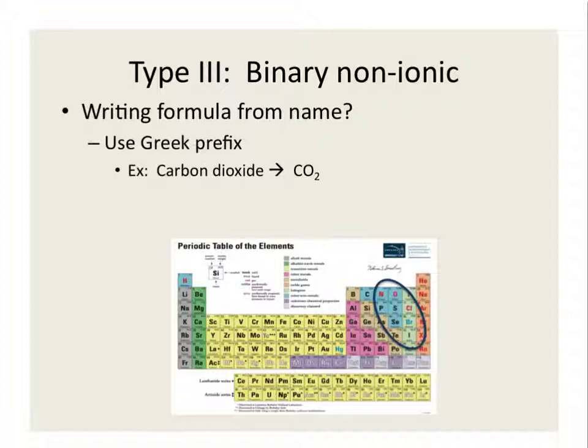Okay, so writing the formula from their name, you just need to know those Greek prefixes, and the prefix is going to modify whatever element it's in front of. So I have carbon. Since it says no Greek prefix, we assume that means one. And then we have dioxide, that means two oxygens. This doesn't exist, but if it was carbon trioxide, then you would have CO3. Again, that doesn't exist, but just for the uses of an example.